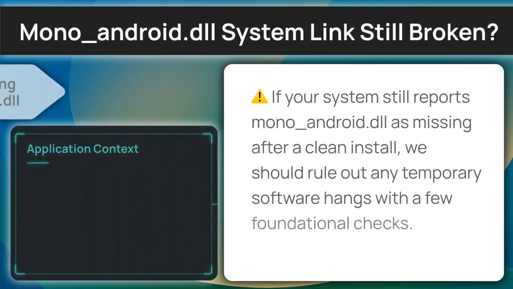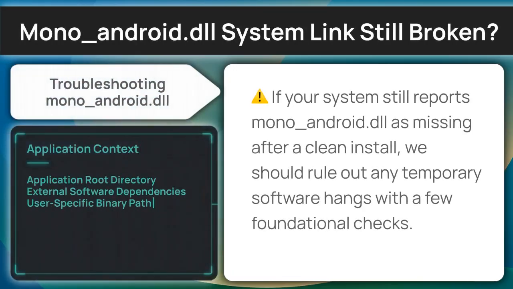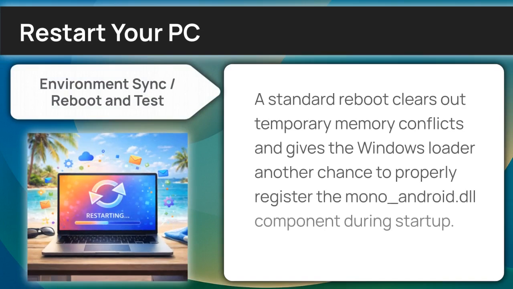Should the reinstallation fall short, the next step in our protocol is to validate the integrity of your system's startup environment. A standard reboot clears out temporary memory conflicts and gives the Windows loader another chance to properly register the Mono for Android Library component during startup.